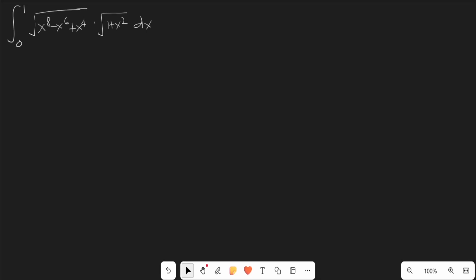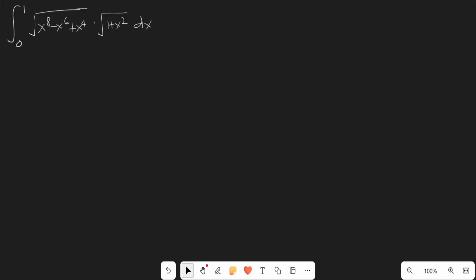In this tutorial we are going to look at the integral from 0 to 1 of the square root of x to the 8 minus x to the 6 plus x to the 4 times the square root of 1 plus x squared dx. This is an MIT Integration Bee question of the regular session 2024. So let's solve this integral.